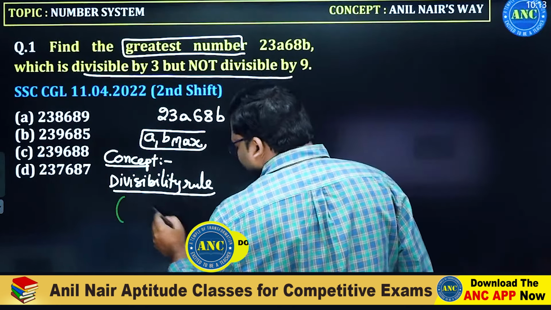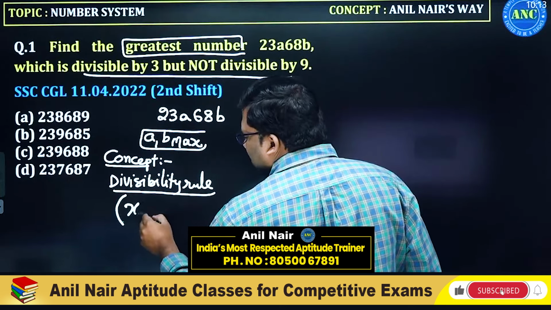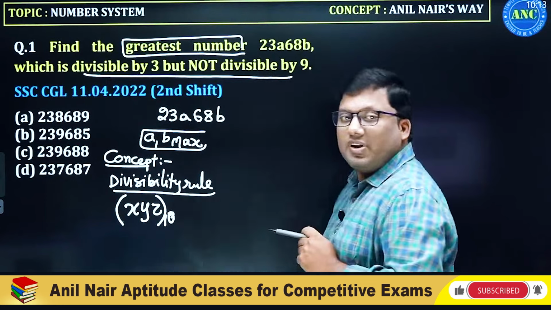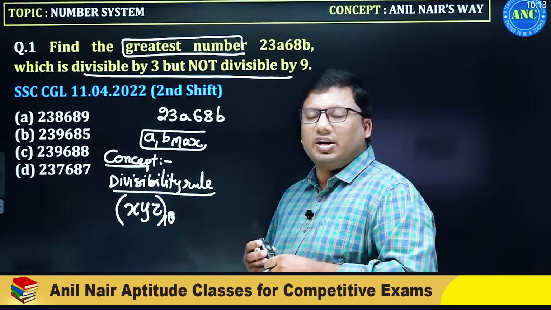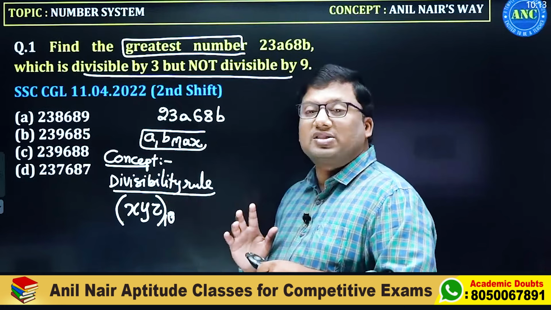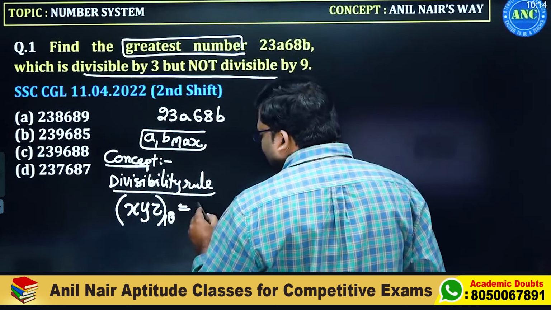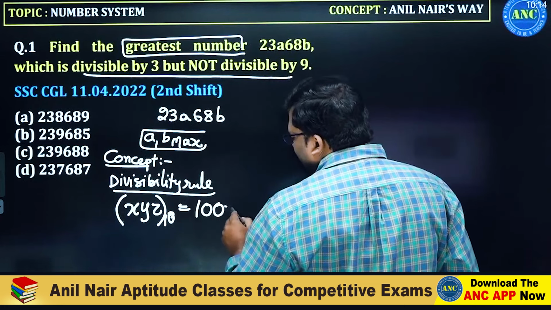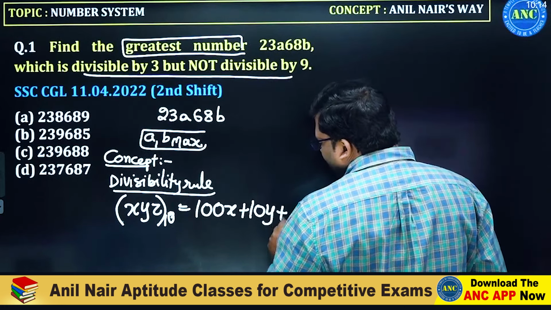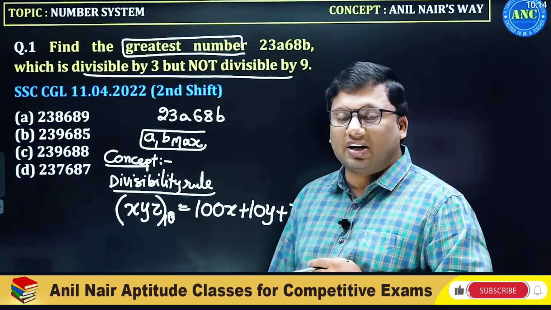I am taking a random 3-digit number XYZ in base 10. Z is the units place, Y is the tens place, X is the hundreds place. So X in the hundreds place gives the value 100X. Y in the tens place gives 10Y, plus Z. I took any 3-digit number.